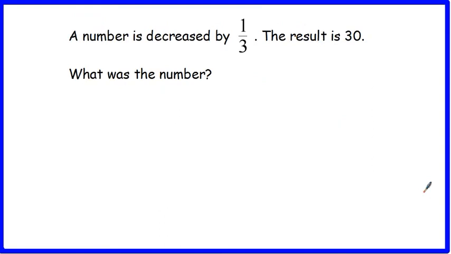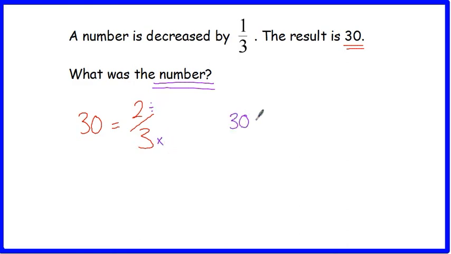These are a little bit different. A number is decreased by 1/3. The result is 30. What was the number? Well, that must mean that 30 is equal to 2/3. So if it's decreased by 1/3, what's left is 2/3. To get the number, I divide by the numerator and multiply by the denominator. So I can do this in my head. 30 divided by 2 is equal to 15, and 15 multiplied by 3 is equal to 45.